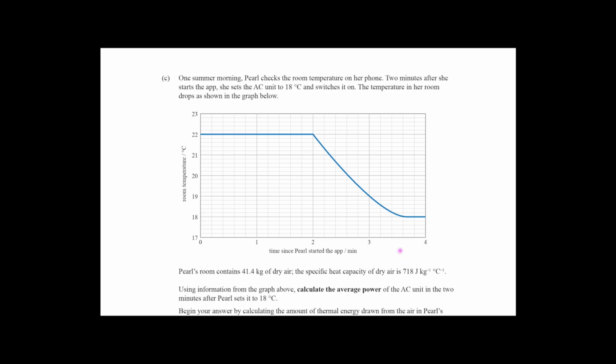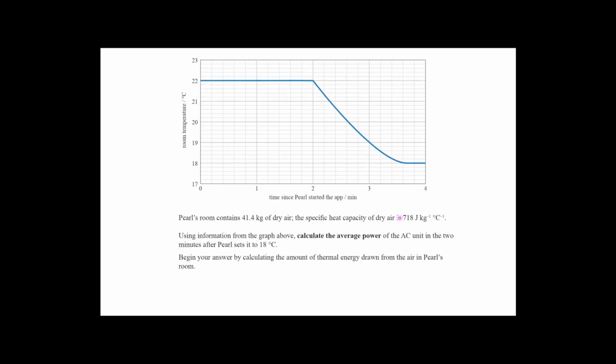So Pearl's room contains 41.4 kilograms of dry air, and the specific heat capacity of dry air is 718 joules per kilogram. So we need to remove 718 joules for every kilogram of air that's in the room. Another way of sort of thinking about heating things and cooling things down. If we want to heat it up, we need to put 718 kilojoules into that air. Okay, using this information, calculate the average power of the AC unit.